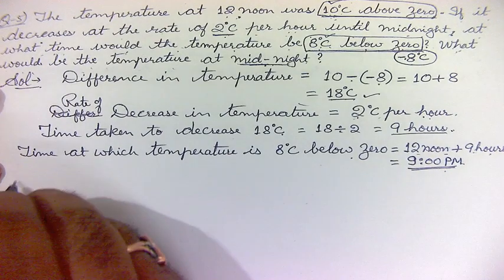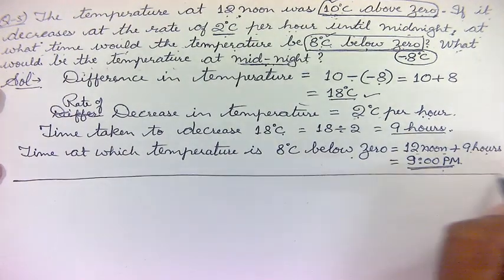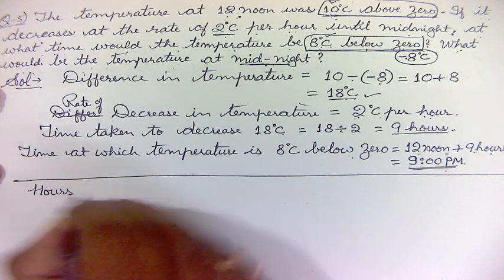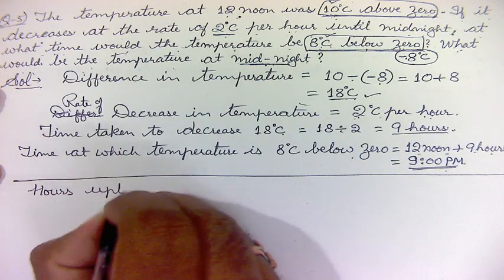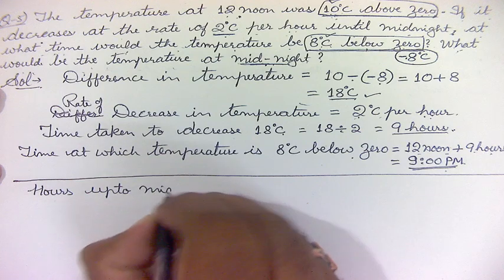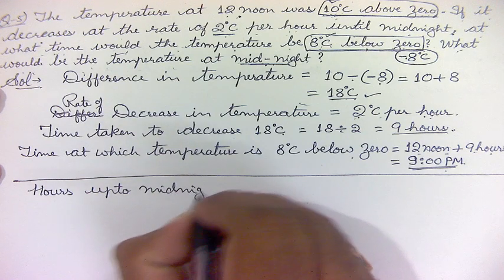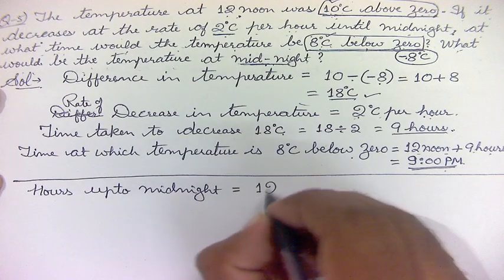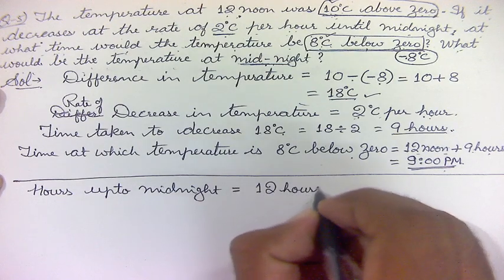So hours up to midnight. Now up to midnight, when we are calculating, how many hours are there? 12 hours.